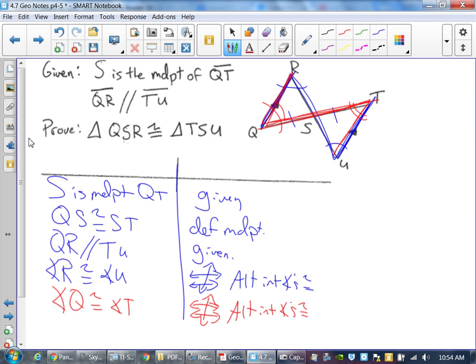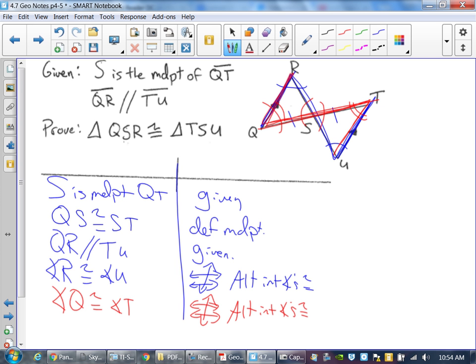Or, if you did it that way, you'll see that you've got angle, angle, side right away. If you did R and U, then you had vertical angles there, you'd have angle, angle, side. If you just did angles Q and T and vertical angles with the midpoint, you could have had angle, side, angle. There's at least 3 different ways to make these things congruent. It really just depends on how you filled it out.